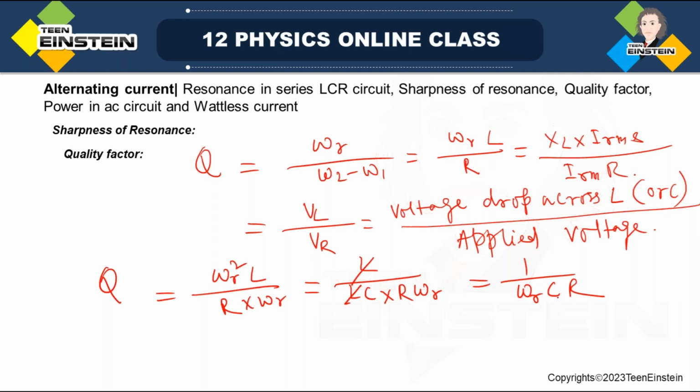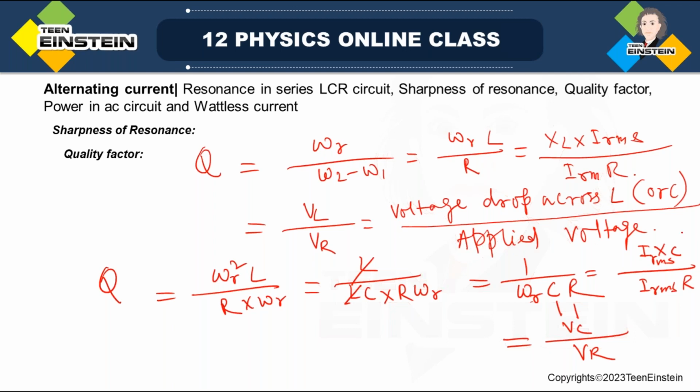Quality factor can be expressed in terms of C and R, that means capacitance and resistance, and resonant frequency, or in terms of applied voltage. Here I can also multiply: I can write XC into IRMS, and IRMS down into R. So we can write this as VC divided by VR, where XC is 1 over omega R into C. So this is another way: voltage drop across L or C divided by applied voltage.